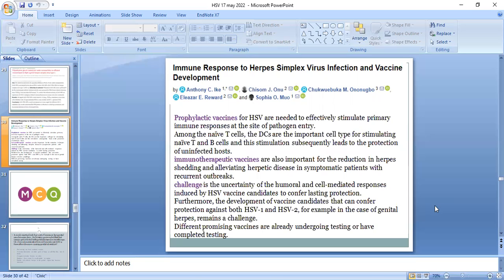Then there are the immunotherapeutic vaccines, which are also important for reduction in herpes shedding and alleviating herpetic disease in symptomatic patients with recurrent outbreaks. The challenge is the uncertainty of the humoral and cell-mediated responses induced by herpes simplex virus vaccine candidates to confer lasting protection. Furthermore, the development of vaccine candidates that can confer protection against both type 1 and type 2, for example in the case of genital herpes, remains a challenge. Different promising vaccines are already undergoing testing or have completed testing.